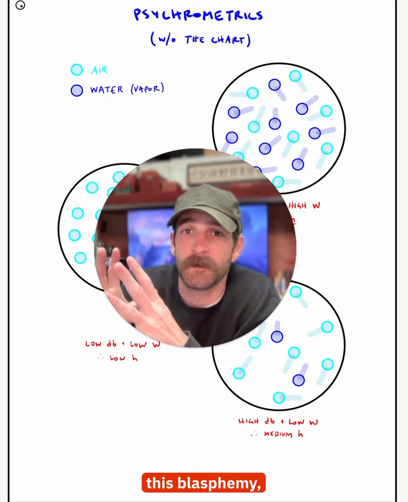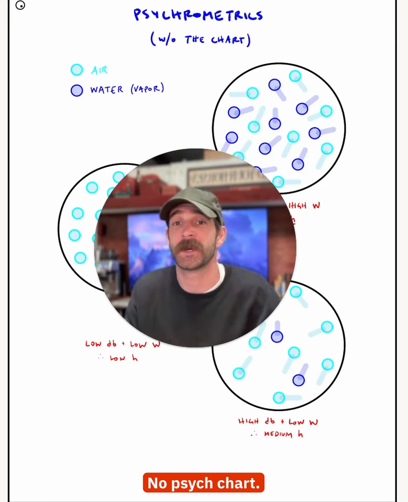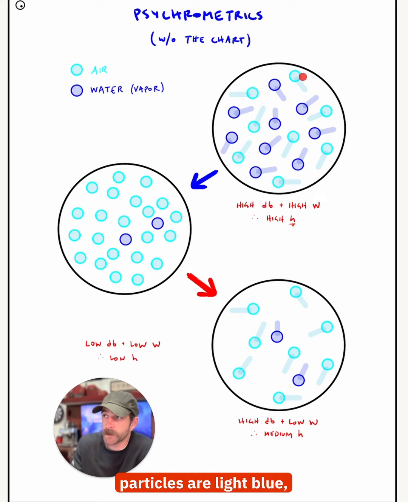Some would consider this blasphemy, but I'm going to explain psychrometrics without a psych chart. No psych chart. We have air in 3 different states here, and air is comprised of air particles and water vapor. So here, air particles are light blue and water particles are dark blue, and each particle has energy associated with it. And the higher the temperature or the higher the energy, the faster these particles are moving around.